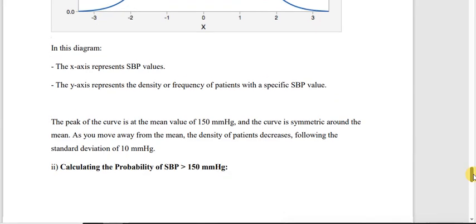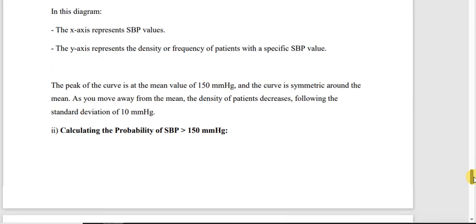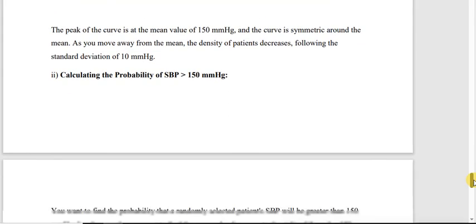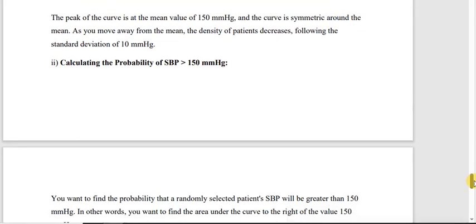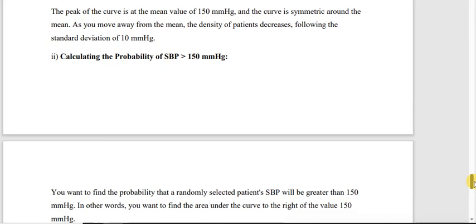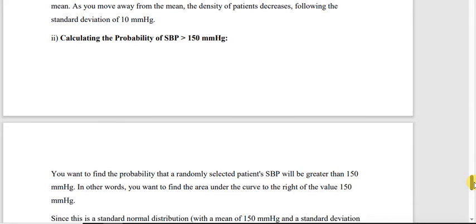The peak of the curve is the mean value, that is 150, and the curve is symmetric around the mean. As you move away from the mean, the density of the patients decreases. That is, the concentration of the patients decreases as you move away from the mean, following the 10 mmHg. So we calculate the probability that a patient is likely to have an SBP greater than the mean, which is 150.